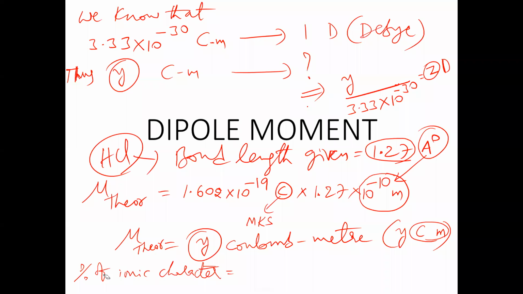In this case also, percentage of ionic character is equal to mu experimental divided by mu theoretical into 100. Mu theoretical, how much did you get? Z Debye you got. And mu experimental will be given to you. In the numerical problem, the mu experimental, that is the observed dipole moment, will be given, and the mu theoretical we have to calculate. Then into 100 will give the percentage of ionic character of the given molecule.